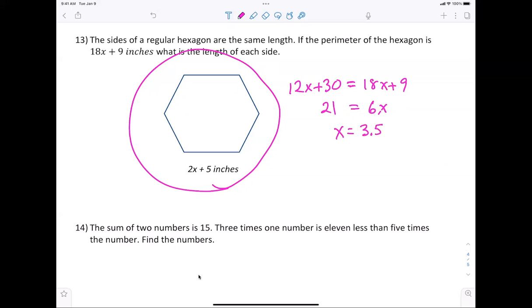However, I found out what x is, but it says what's the length of each side? Say it. 12. Why? Because 3.5 times 2 is 7, and then 7 plus 5 is 12 inches. That would be the answer. 12 inches. All right.